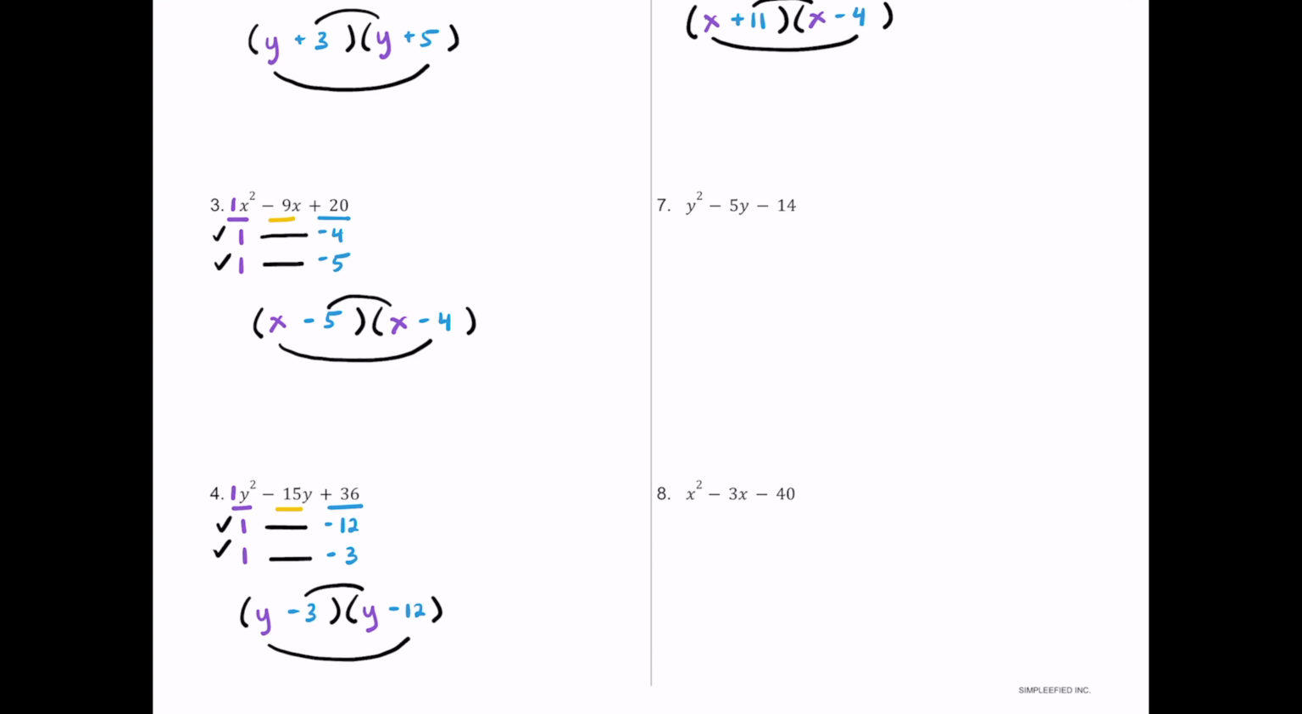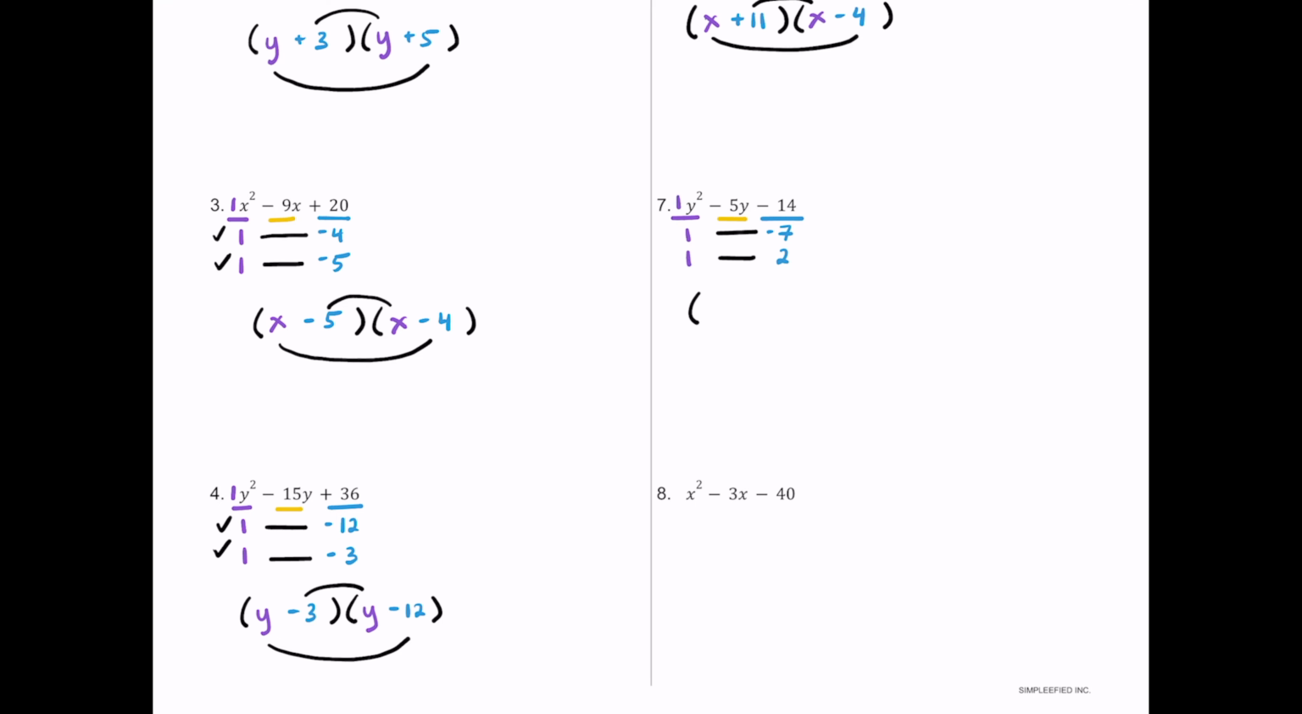For number 7, let's take a look. We have a 1y squared, so put a 1 and a 1. And then looking at this negative 14, we need a positive and a negative. I'm thinking 7 and 2, and I'm going to make the 7 negative just because we want to combine to get a negative 5y, not a positive 5y. So that'll be negative 7 plus 2 is negative 5.